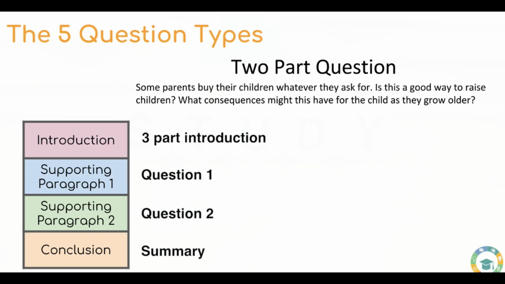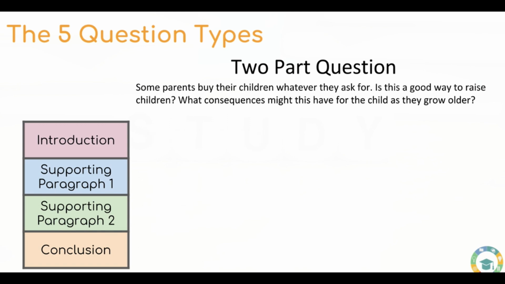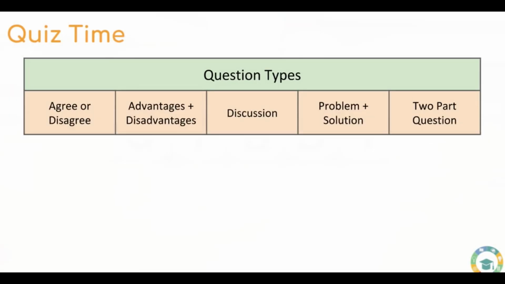So that's all for the 5 question types on IELTS Writing Task 2. I hope you made some notes, because now we're going to move on to a short quiz. Here are your 5 question types. I will show you 3 questions, and you need to pause the video and decide what question type I am showing you. Question number 1.